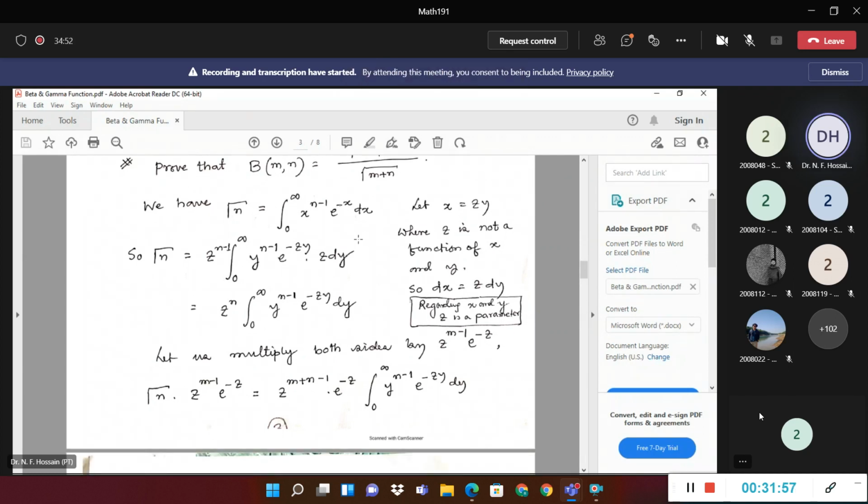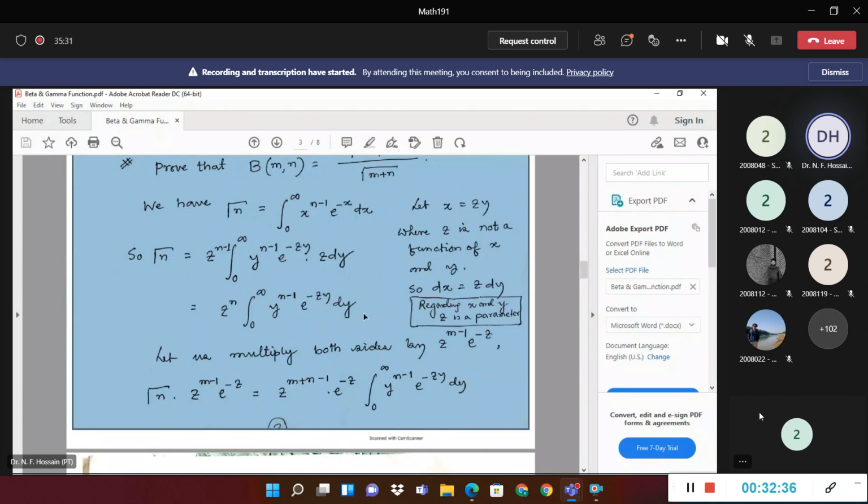So now, for x to the power n minus 1, we have to write z to the power n minus 1 into y to the power n minus 1. This integral was at first with respect to x, now dx equals z into dy. This z to the power n minus 1 can be taken outside, and again z to the power n minus 1 into z gives you z to the power n, which can be kept outside the integral because here the integration now is with respect to y. So here remains y to the power n minus 1 into e to the power minus zy dy.